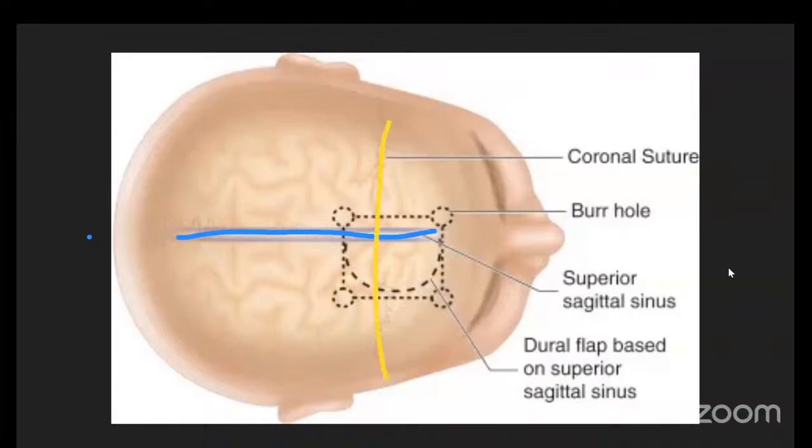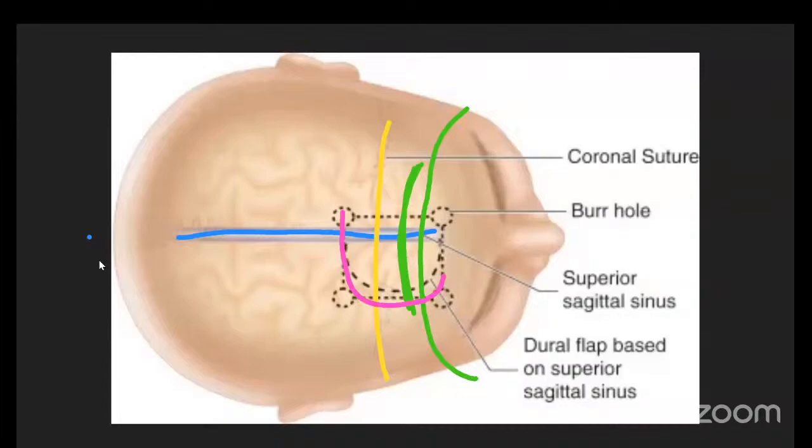You can make a linear incision, which is small. There are surgeons who would use a complete suture incision from one tragus to the other tragus for an anterior interhemispheric approach. I personally find that extravagant. A smaller linear incision is going to be just as good. The other option, which is my personal favorite, is this one.